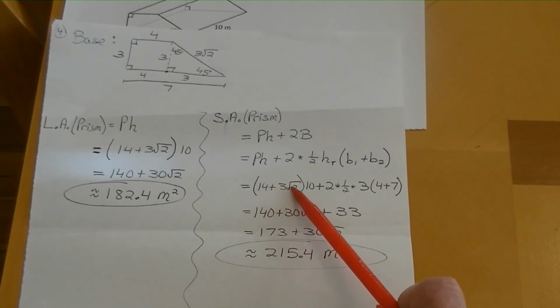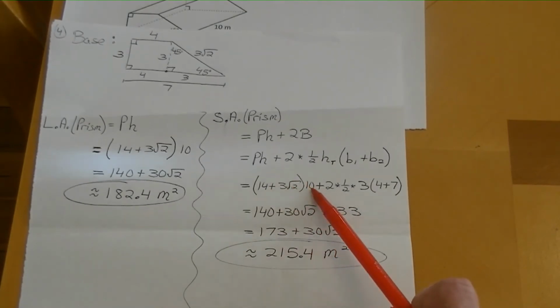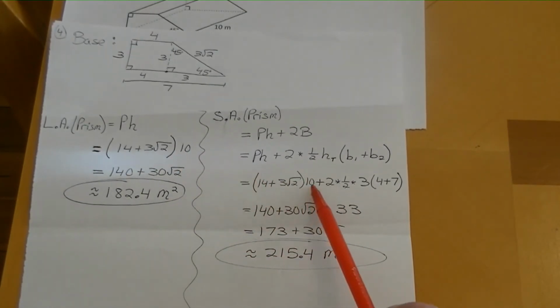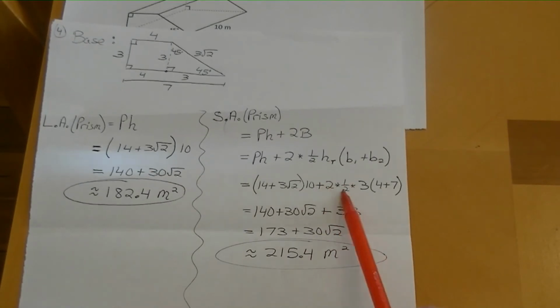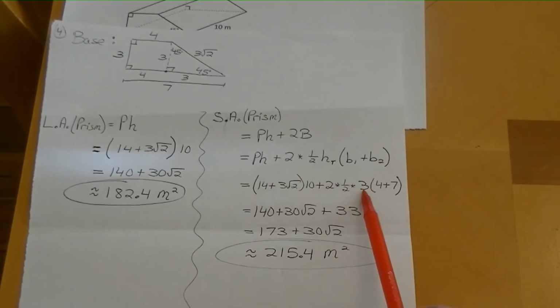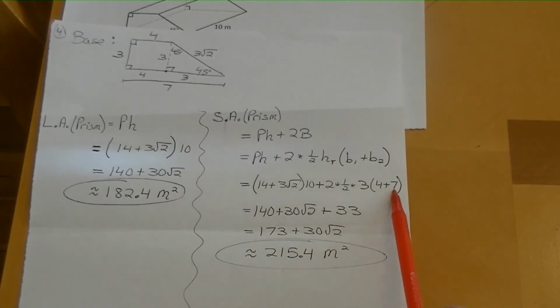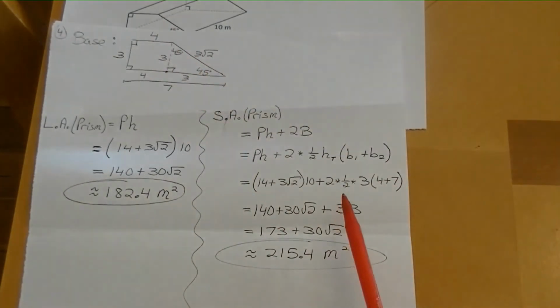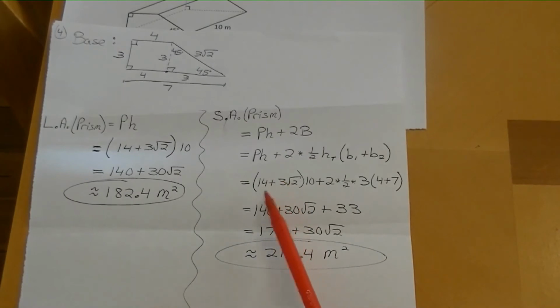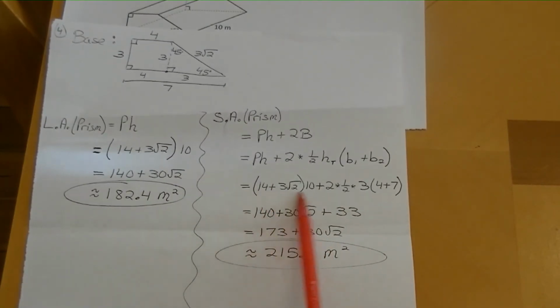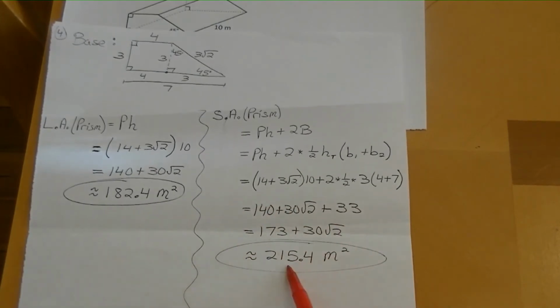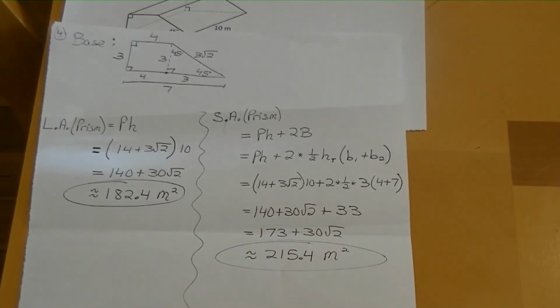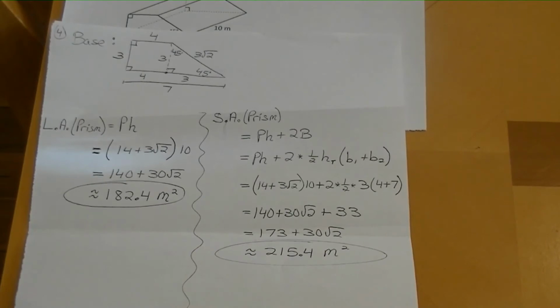So there's the perimeter of the base, the perimeter of the trapezoid times the height, just like before. But now we're adding the two trapezoids: half of the height times base 1 plus base 2. Remember, on trapezoids, the bases are the parallel sides. And again, I did some simplifying to make this easier to put into my calculator, but any of these lines entered correctly will get you the answer 215.4 meters squared.